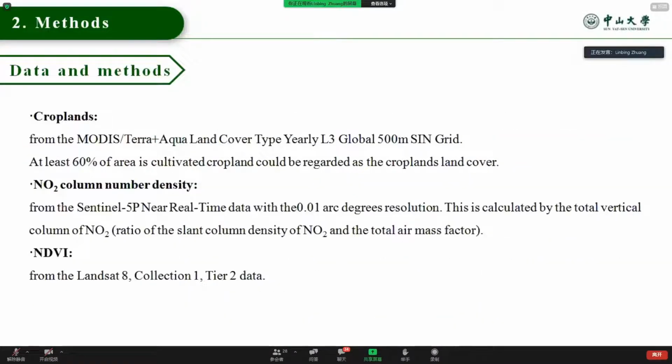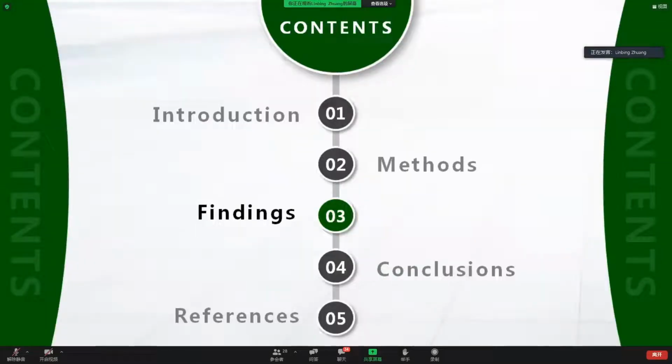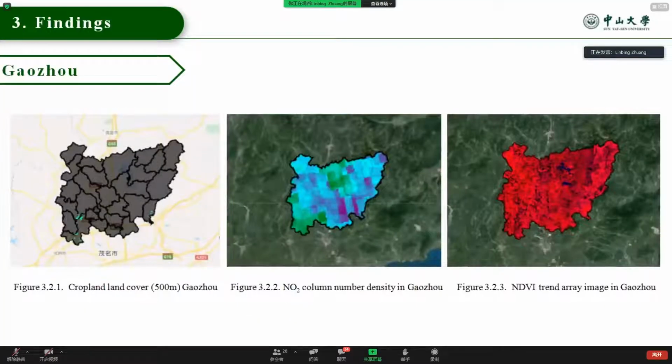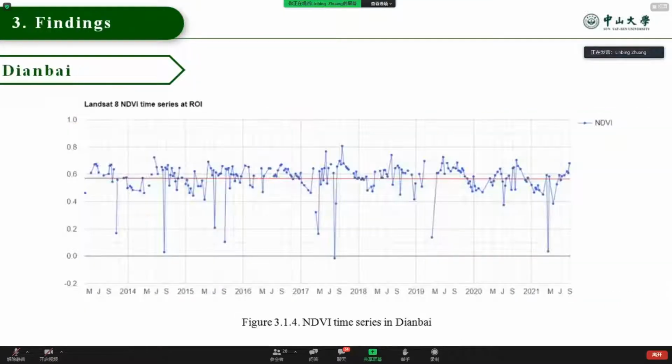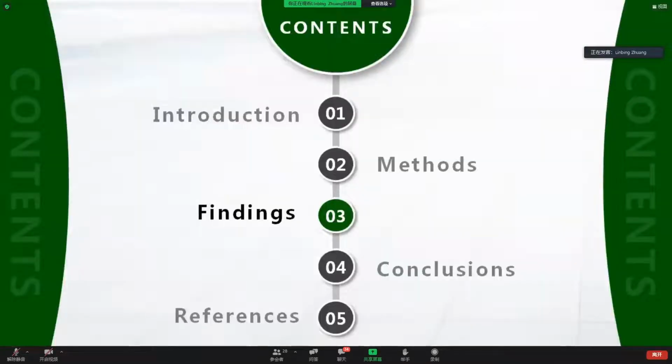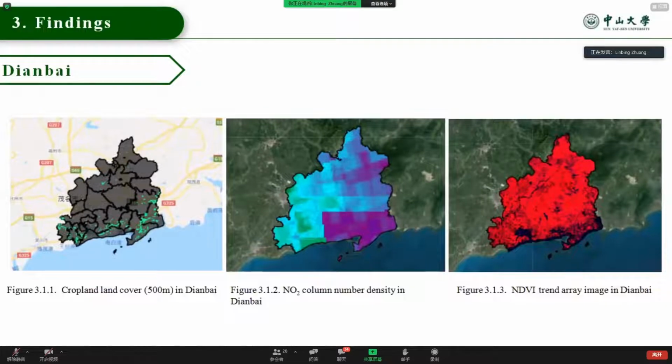As time is so limited, I won't show you more detail about how we get the data and process them. If you are interested, you can contact me later. I will show you quite a lot of result maps of these four counties. Let me describe the findings of Dianbai for you.